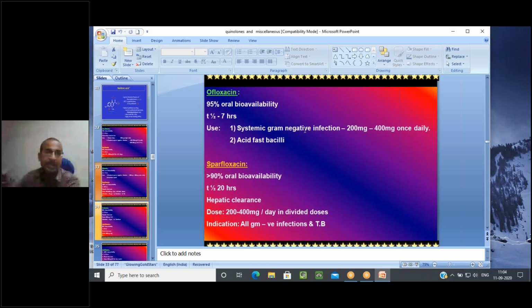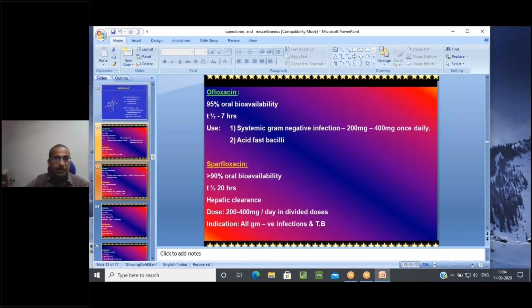Next one is ofloxacin. Ofloxacin shows higher bioavailability, more than 95%. Half life is 7 hours. It is given 2 to 3 times per day. Uses are various gram-negative infections, with 200 to 400 milligrams once per day, and also acid fast bacilli, that is tuberculosis.